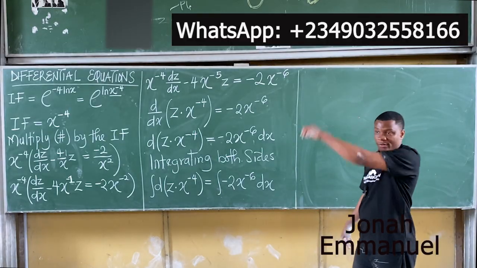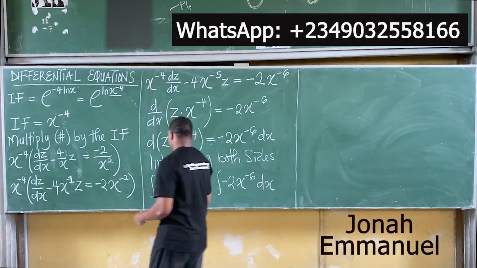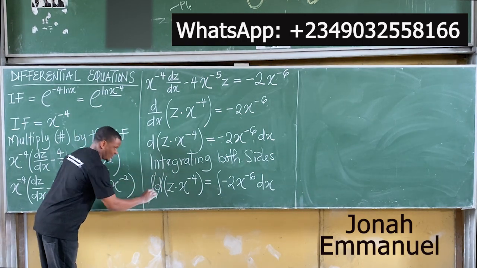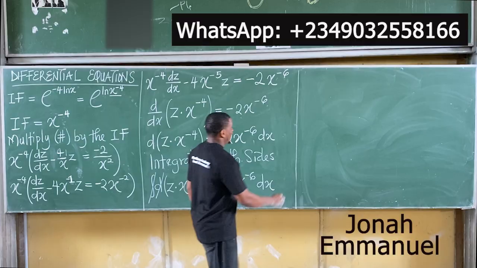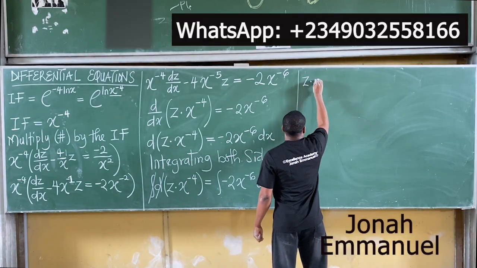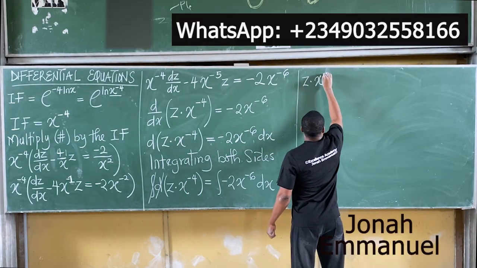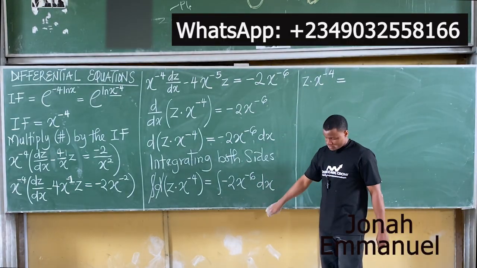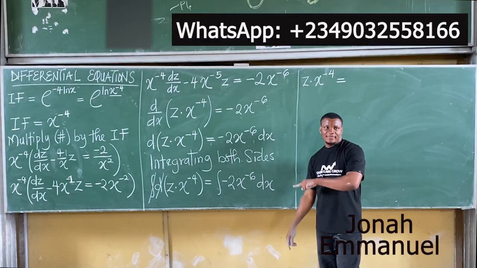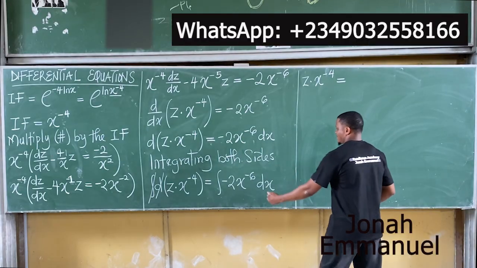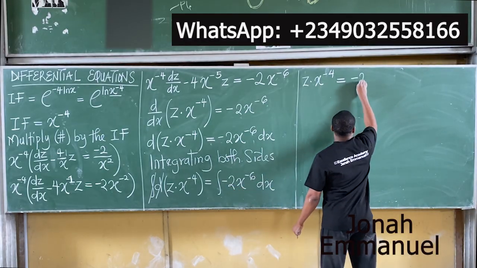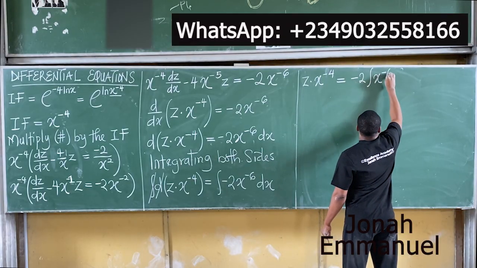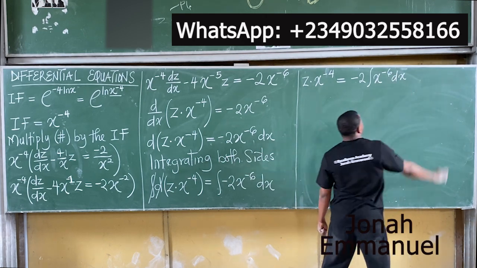All right, so what have we got? Let's recall what we said in the last class. We said if you have integral and d, what happens there? Integral cancels d, always. So I'm left with z dot x to the power minus 4, it's equal to, how do you integrate this one here? First things first, move the constant term outside the integral sign. My constant term here is minus 2, so minus 2, move it outside the integral sign, x to the power minus 6 dx. How do you solve this?